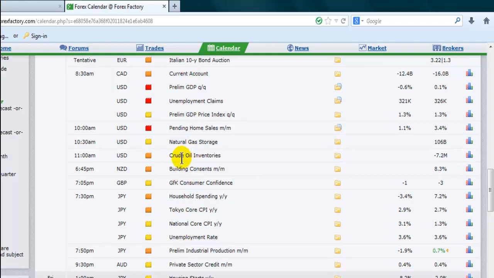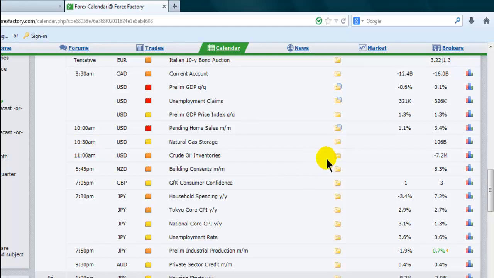At the same time, now the hour is approaching, 10:30 a.m. Remember, 10:30 a.m. Eastern Time, every Thursday. The first thing that's coming to your mind is what? Natural gas storage.